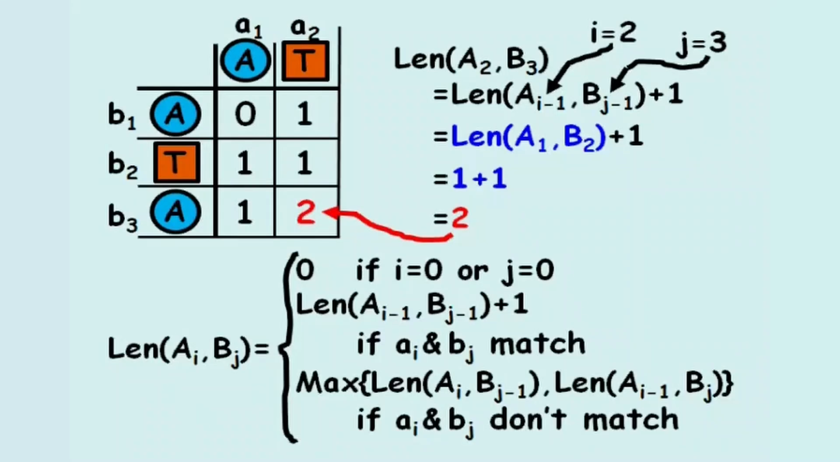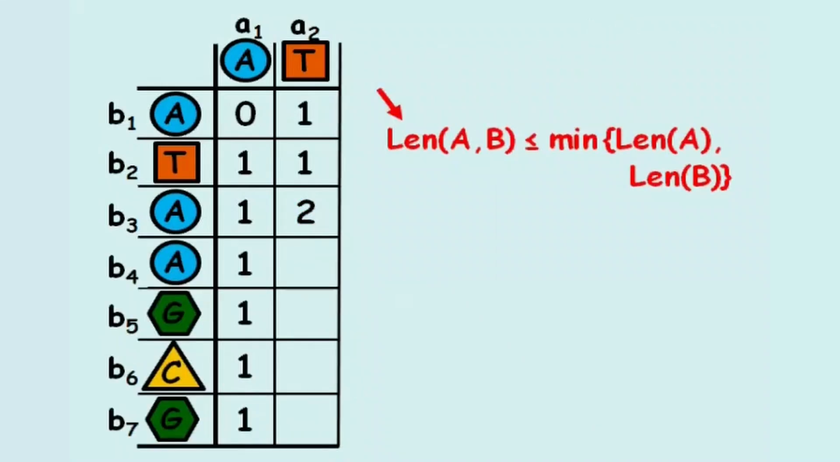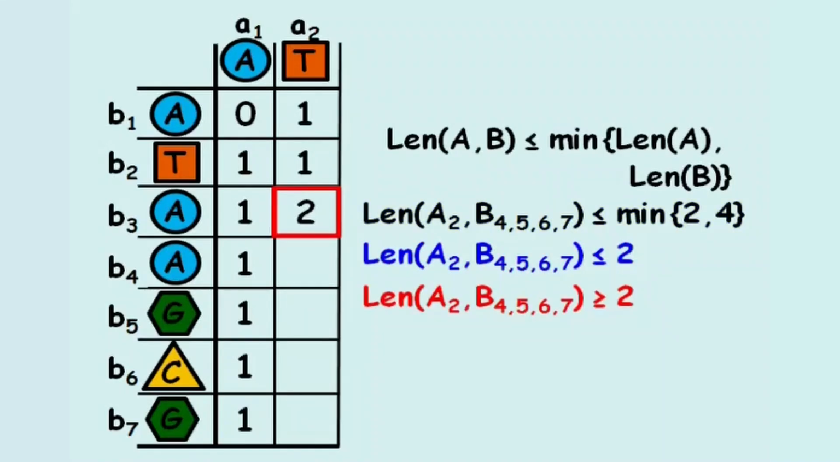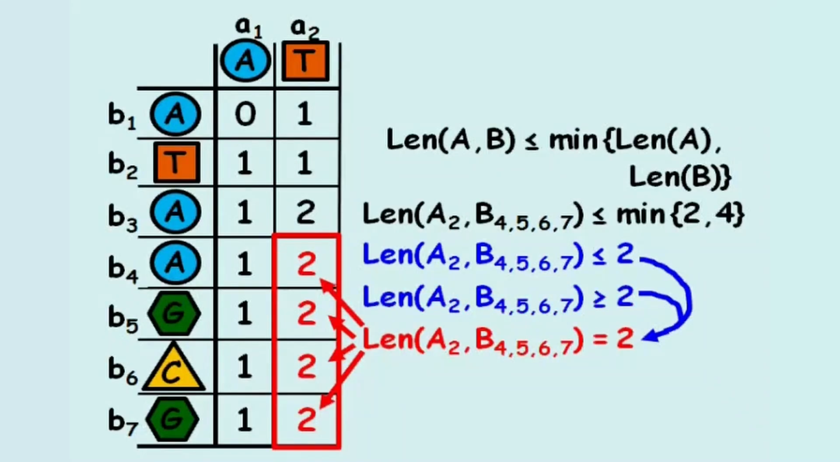Since the longest matching substring between two strings is at most the length of the shorter of the two individual strings, then for I equals 2, j equals 4 through j equals 7, the maximum length is 2. And since the length A2 B3 equals 2, the minimum length is 2, which means the remaining values in column I equals 2 equal 2.